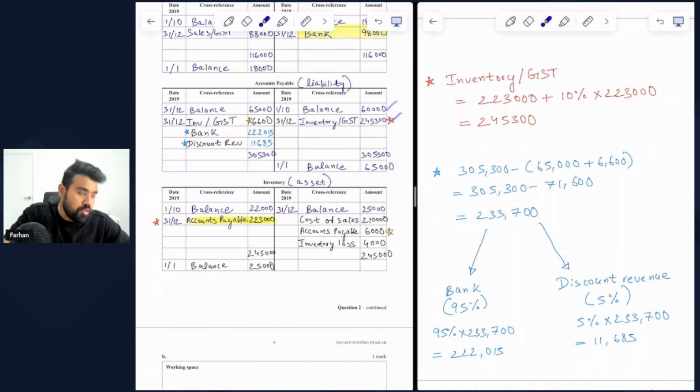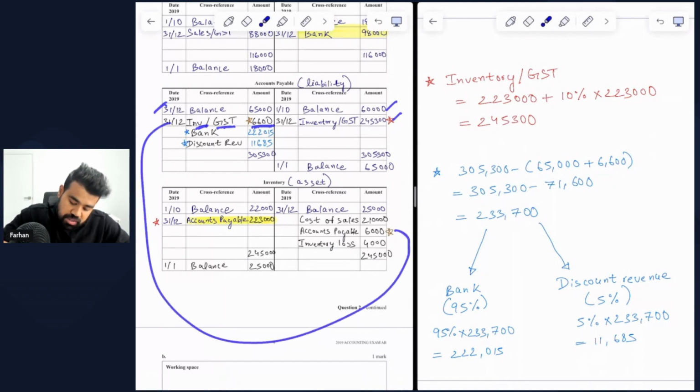We also understand the closing balance, where it comes from. What about this one, 6,600? So this 6,600, as you can see, the cross-reference is inventory plus GST. That refers to the purchase returns of 6,000, if you recall.